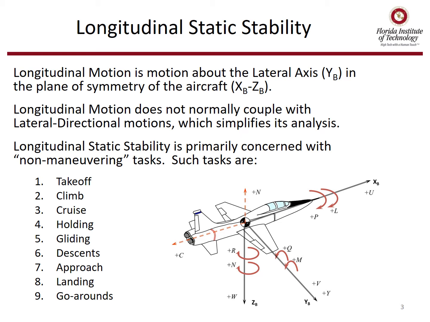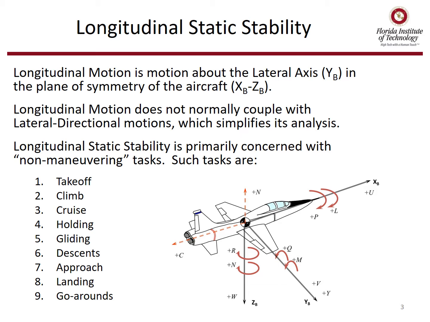So this is a confusing point. It's longitudinal motion, but it's motion about the lateral axis, the Y body axis out the right wing. Now the good thing about longitudinal motion is it doesn't couple with the lateral directional motion, which simplifies its analysis.